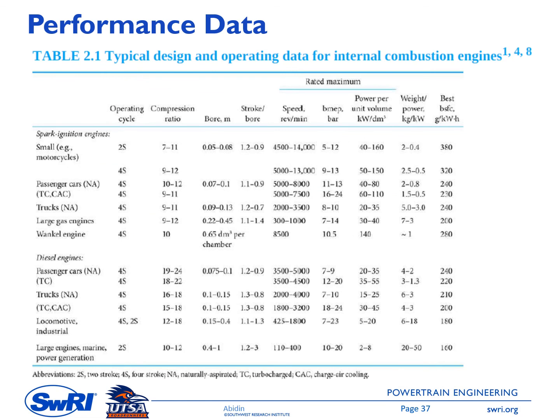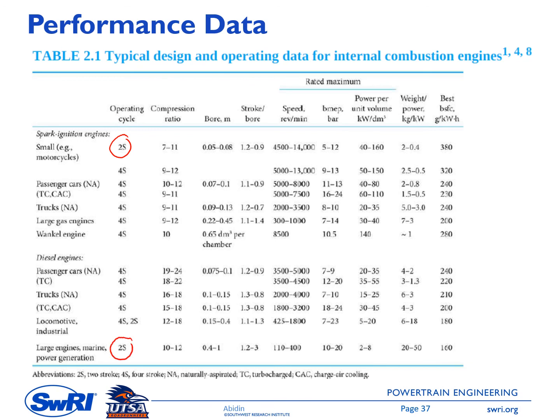This table is showing the typical design and operating data for internal combustion engines. So let's take a look at this one by one. So let's start with the small motorcycle. This is a spark ignited engine. So I need to mention here that most of the engines are 4-stroke engines, except for very small size engines or very large engine sizes.